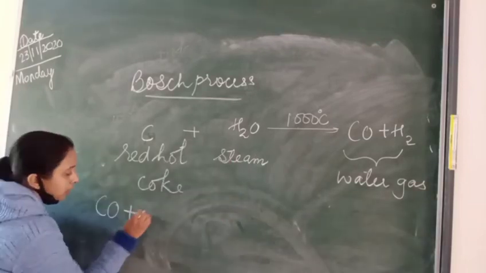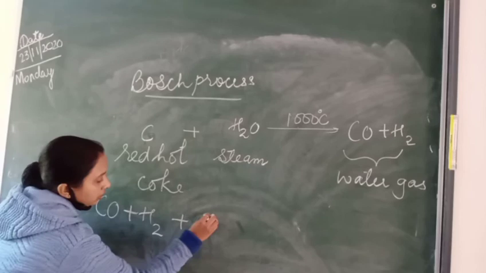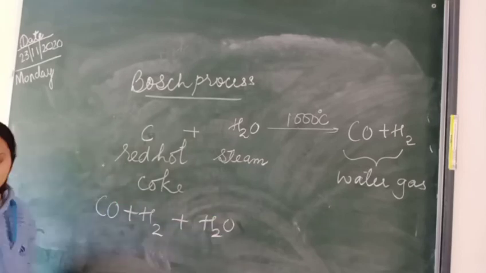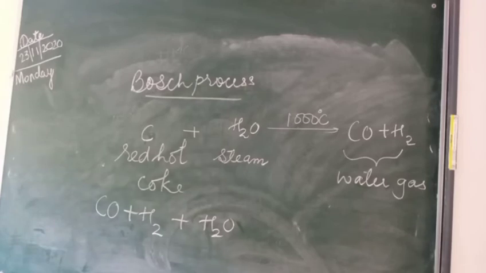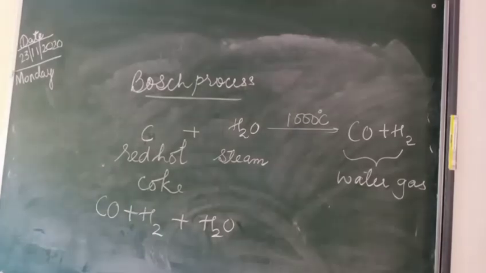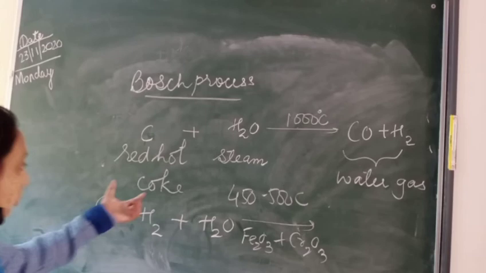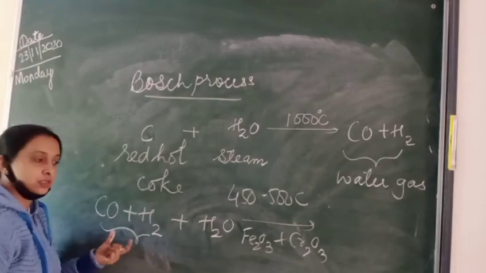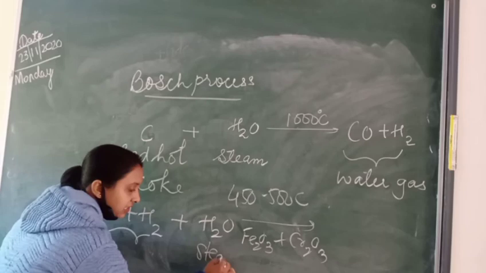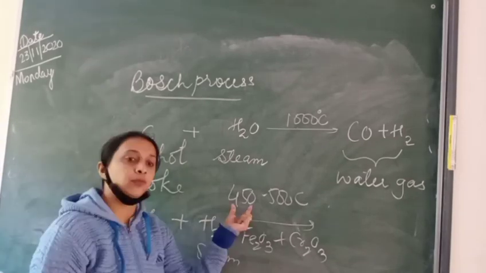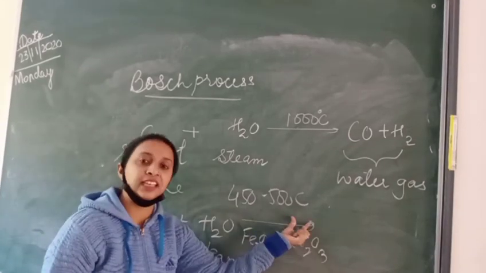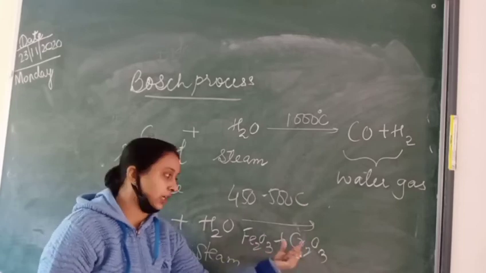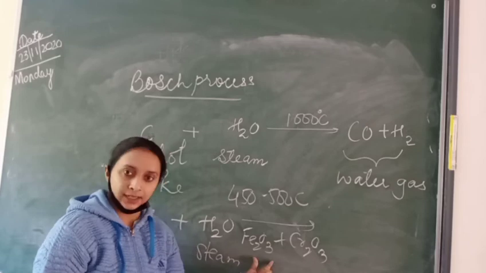See here. Now the next equation is that water gas. This is our water gas. You again treat it with what? Steam. At what temperature? 450 to 500 degrees Celsius. And here we are using catalyst. Iron oxide and chromium oxide is a catalyst used here. Okay. Now what it will give us? It will give us carbon dioxide plus.